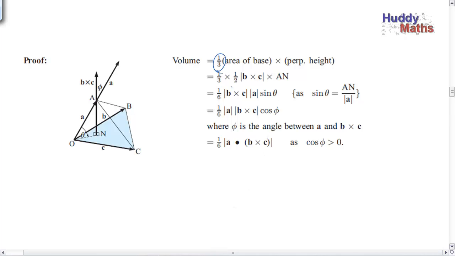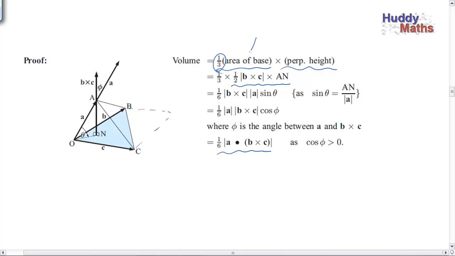If we go through there, of course, we've got the same sort of expression here. The area of the base is a half of the parallelogram here, and that's going to give you a sixth. So that's the only difference there. We've got a half of the base there, and then it's a third for a tetrahedron, third the area of the base times perpendicular height. So it's actually a sixth of A dot B cross C.